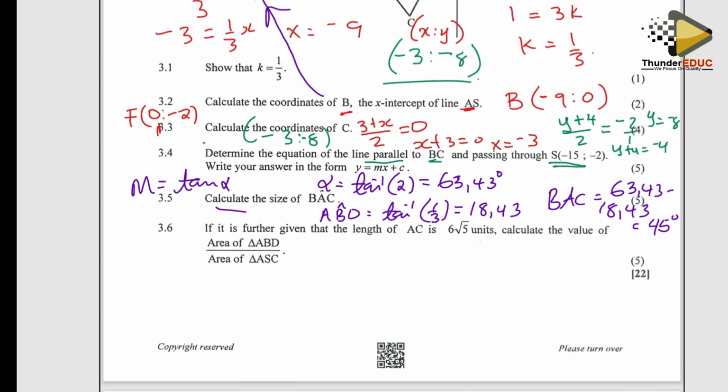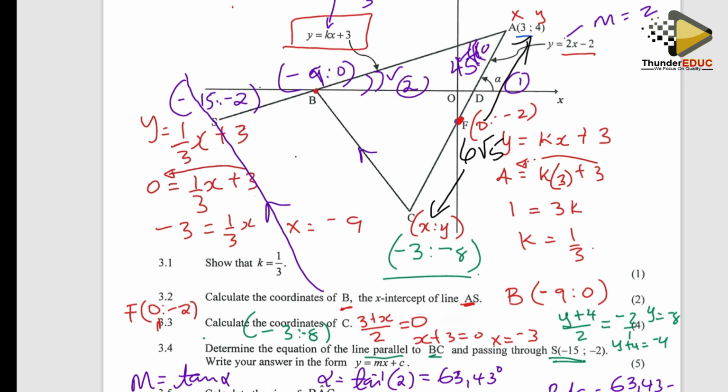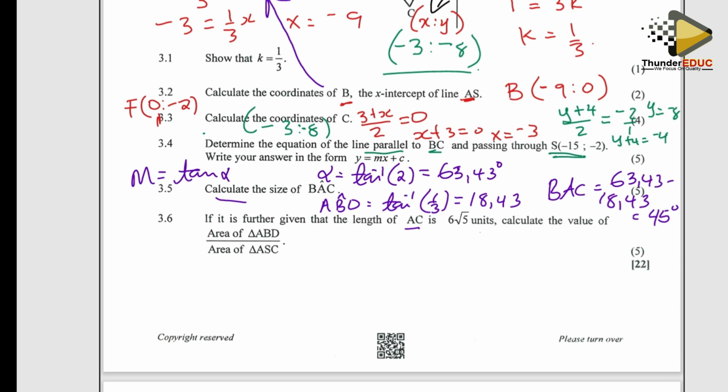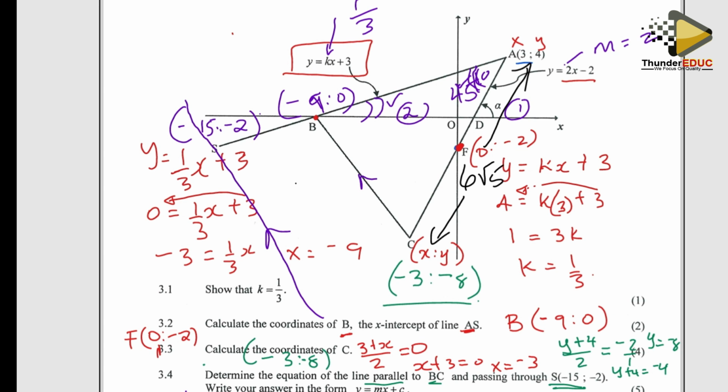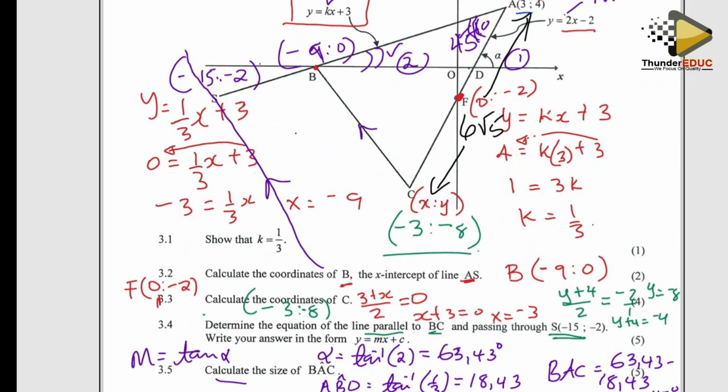All right, then 3.6. It is further given that the length of AC is 6√5. Let's use black now. This is a 6√5 from there up to there. Okay, what do they want? They want us to get the ratio, the area of ABD and then the area of ASC. So if this is connected, we need to get the area of that.